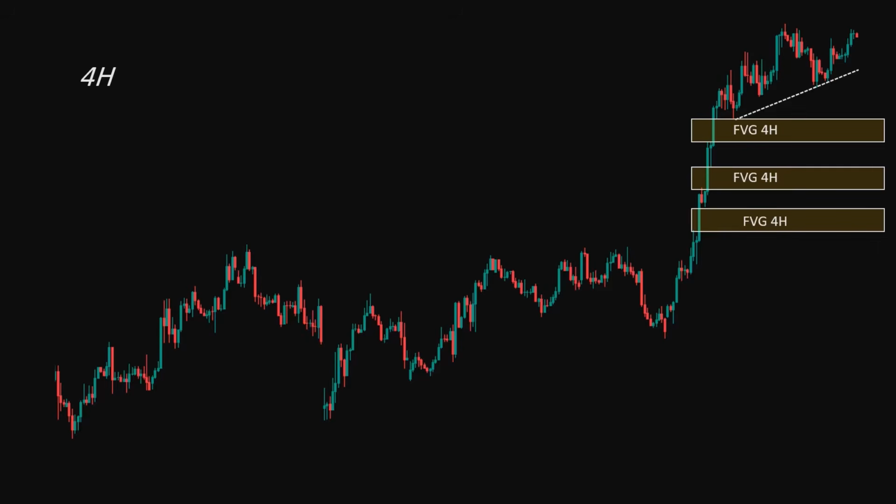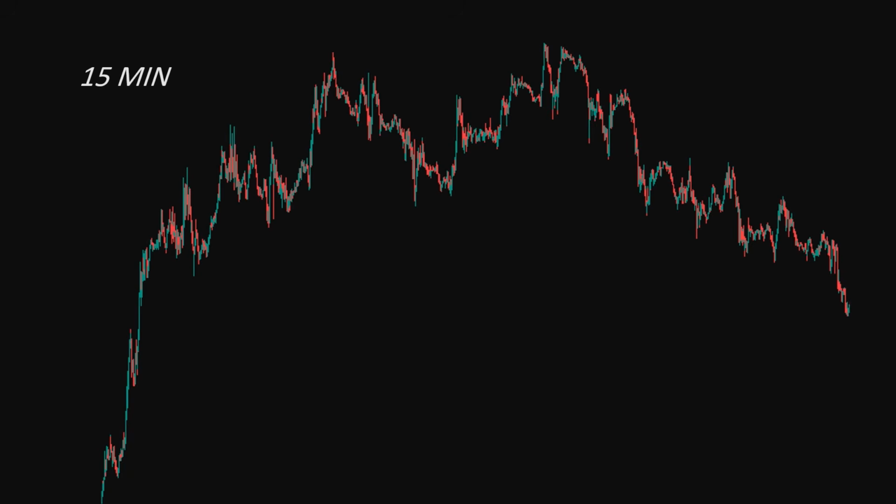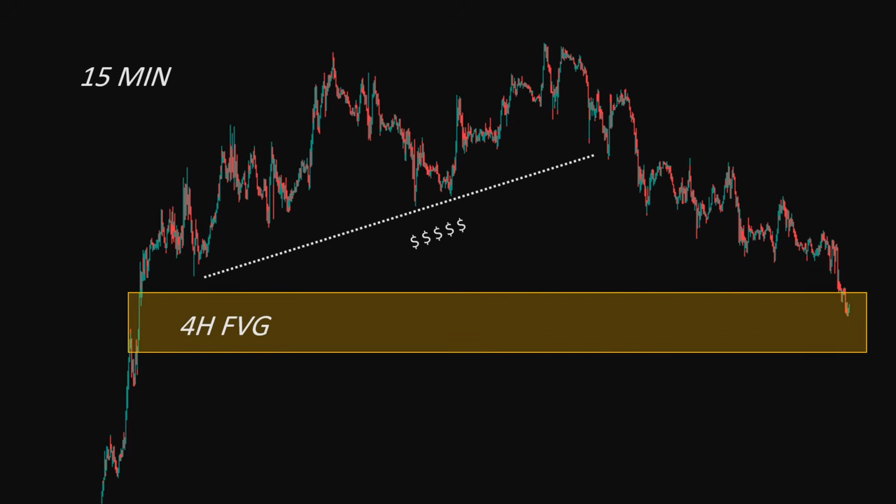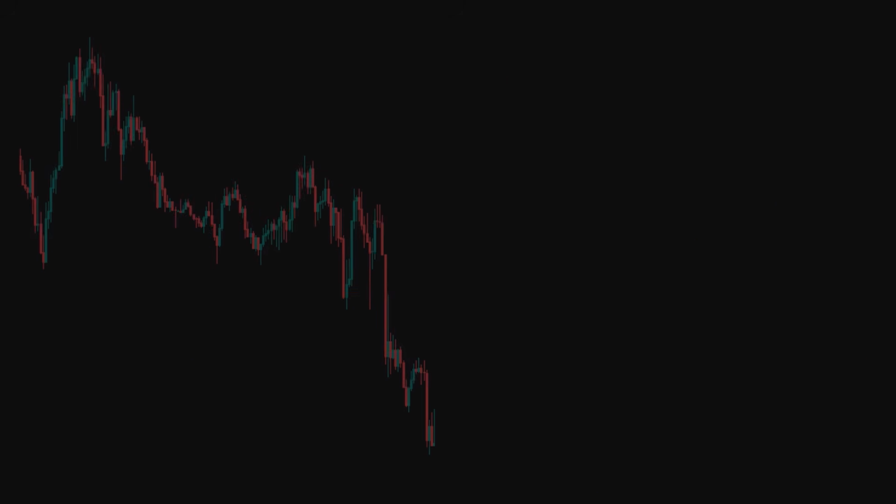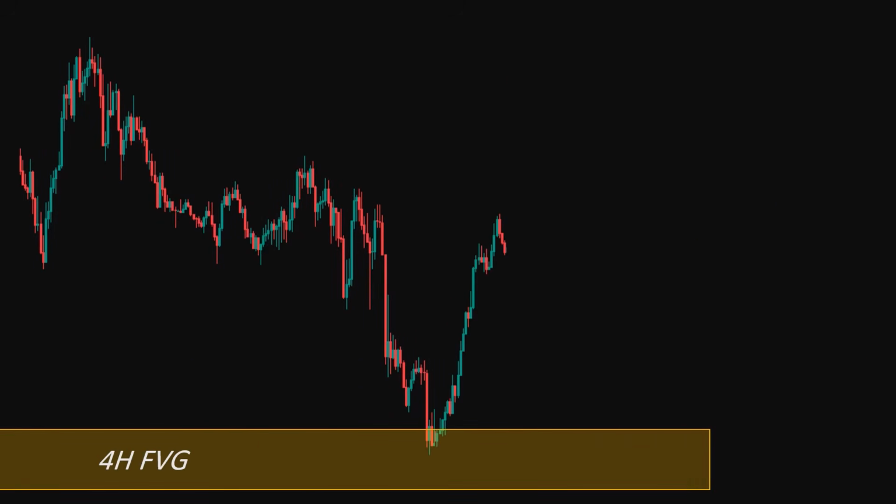Now let's drop down to the 15-minute chart to look for a precise entry. At this level, we're waiting for a liquidity sweep above one of those FVGs that we saw on the 4-hour chart. Once price takes out the liquidity and taps into one of our clean fair value gaps, that's when we start watching for signs of a reversal. Here, price dips into one of those clean fair value gaps, grabs liquidity, and creates a change of character. That's exactly where we want to look for our entry model.